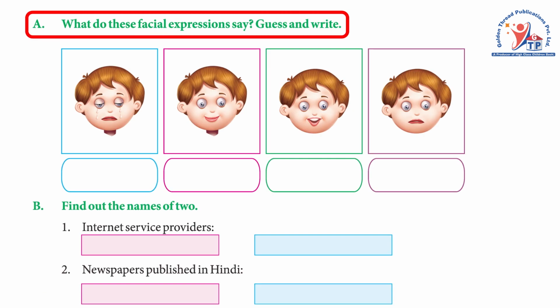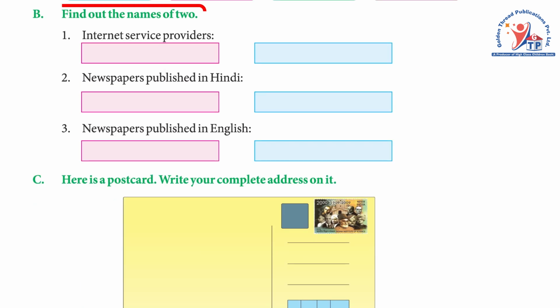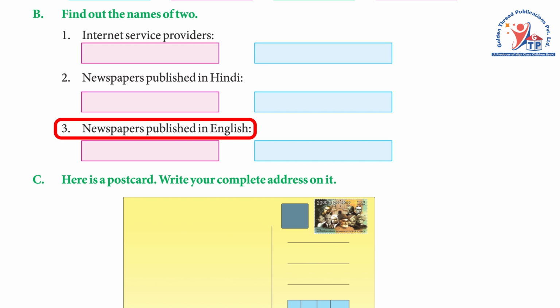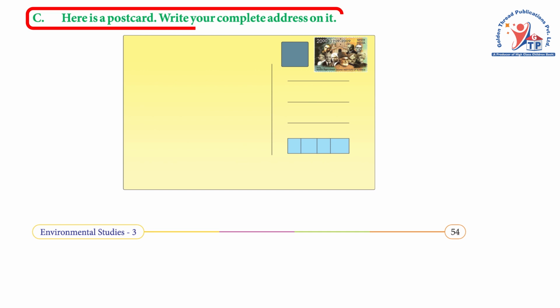A. What do these facial expressions say? Guess and write. Answer: do it yourself. B. Find out the names of 1. Internet service providers. Answer: do it yourself. 2. Newspapers published in Hindi. Answer: do it yourself. 3. Newspaper published in English. Answer: do it yourself. C. Here is a postcard. Write your complete address on it. Answer: do it yourself.